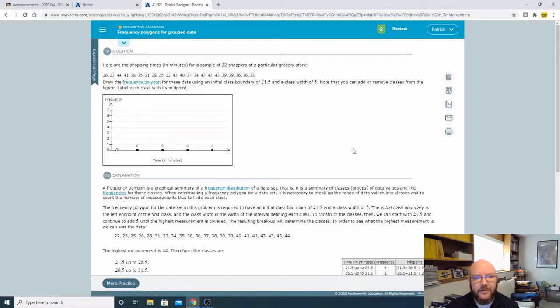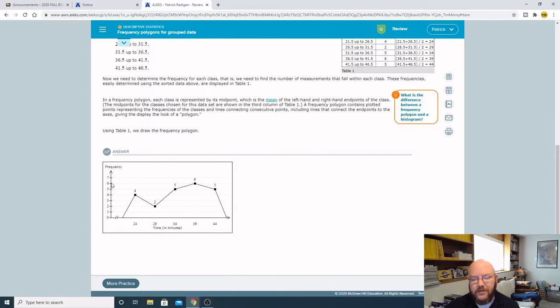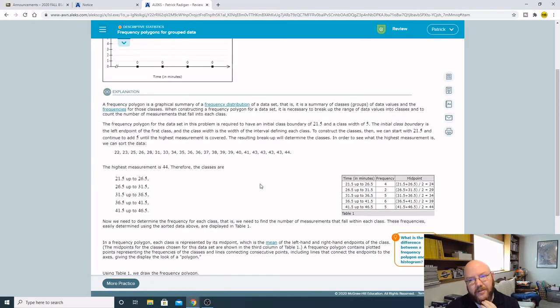Let me double check this here real quick. Yes, okay. So there's another one called cumulative percent polygons. That one's a little bit different. We'll get to that one in the future. We probably won't make it there today.